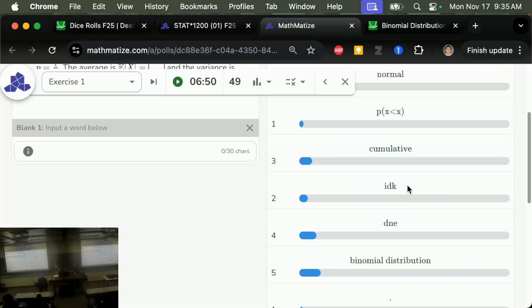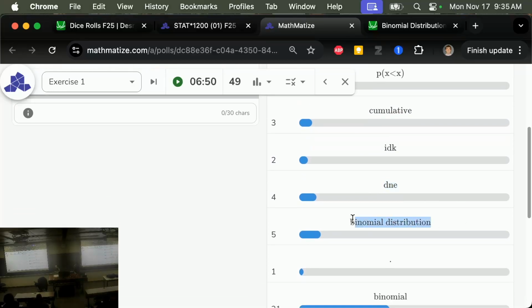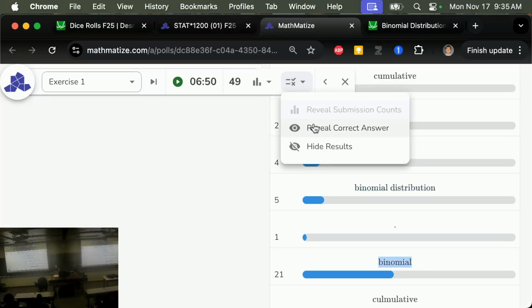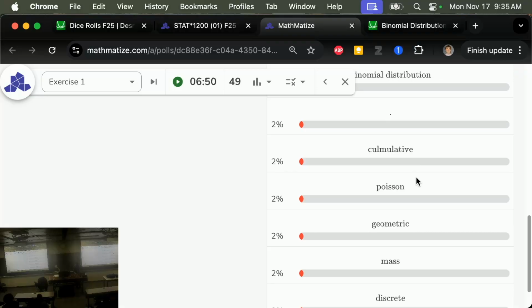Let's see. I don't know is great. Does not exist also great. Some people wrote out binomial distribution, and 21 people wrote out binomial. That is the correct answer. So if you said one of those things, that's very nice.